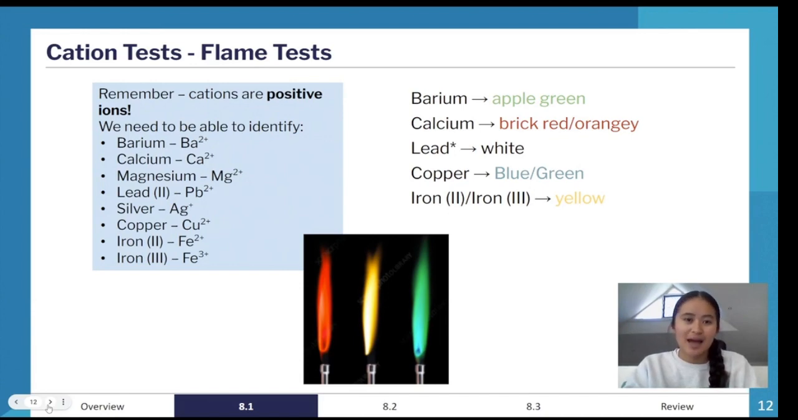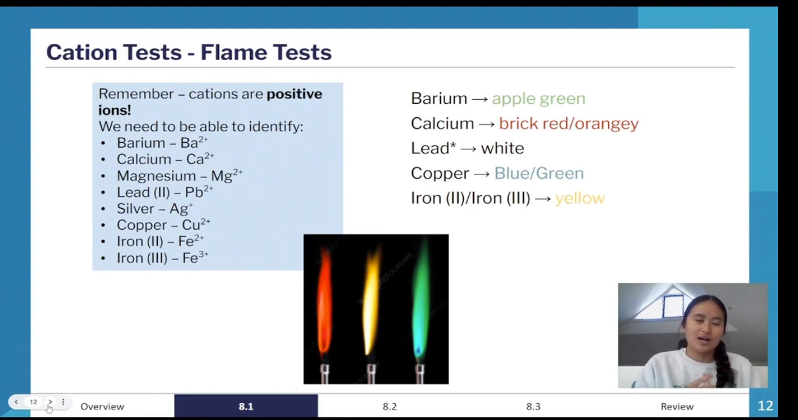On the left, we have a list of the cations we're supposed to know, and so supposed to be able to identify. And then on the right, we've got some of the main colors. So barium is apple green, calcium is brick red, lead is white.